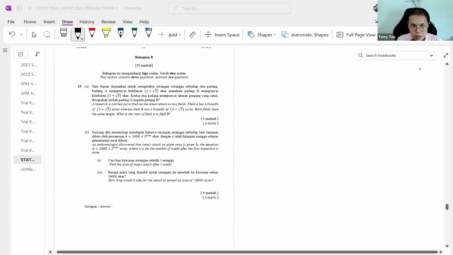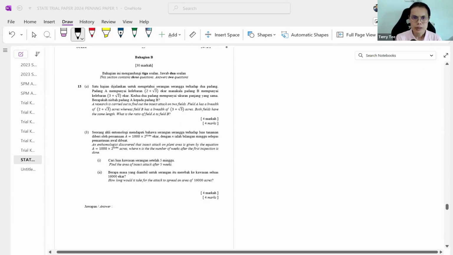Okay. Question number 13. This is from Form 4, Chapter 4, Indices, Surds, and Logarithm. The first part is involving surd. So a research is carried out to find out insect attack on two fields. Field A has breadth of 2 plus surd 3 acres. Actually it shouldn't be, the breadth should be in meters, area should be acres. But anyway, whereas field B has breadth of 3 plus surd 3. So both fields have the same length. So what's the ratio of field A to field B?